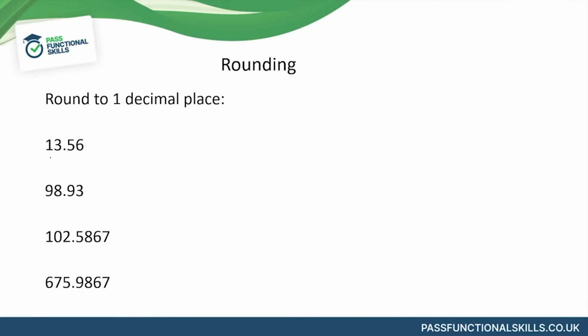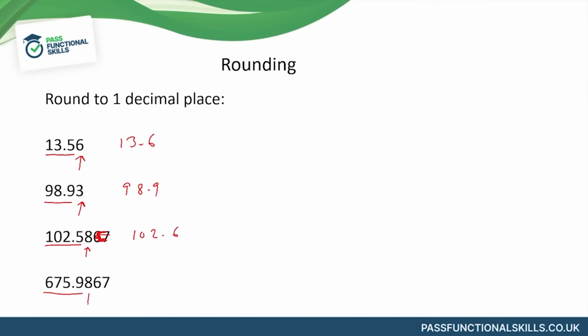If we're rounding to one decimal place, we're interested in the value of the second decimal place, and again 5 or more rounds up. So here we've got a 6, so the 5 will move up 1 to a 6, so 13.6. 98.93, rounding to one decimal place means we need to look at the second decimal place. It's less than 5, so that will round down to 98.9. 102.5867, we're only interested in the second decimal place, everything else completely ignore. It's an 8, so we're going to round that 5 up to 102.6.